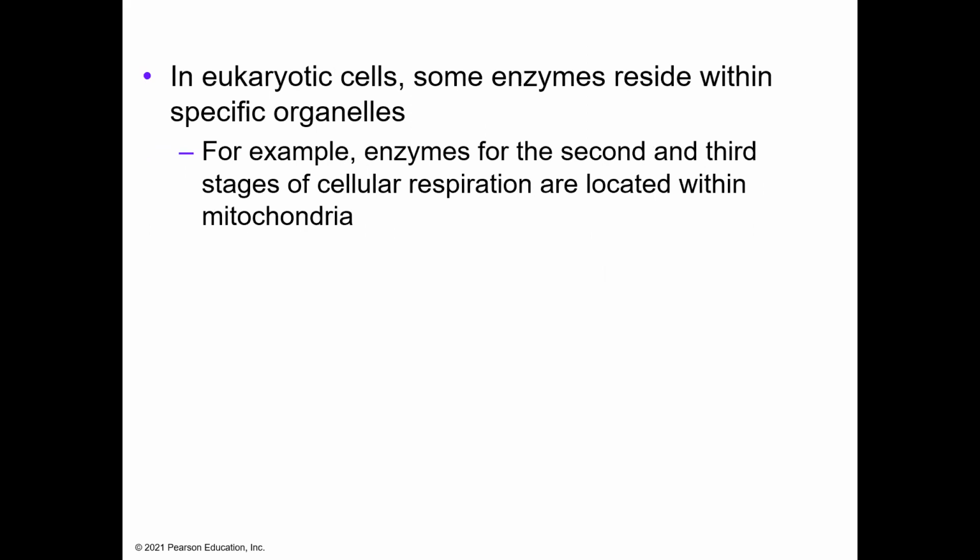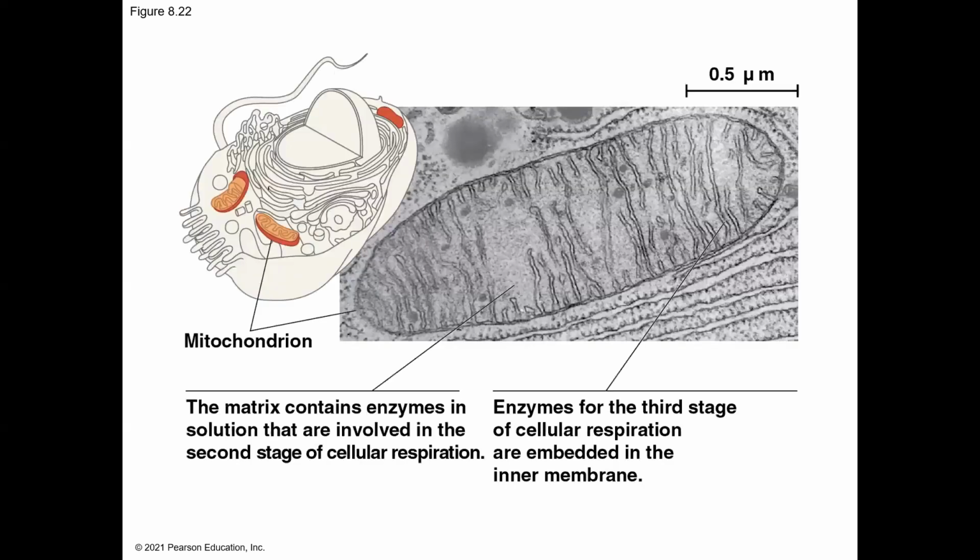In eukaryotic cells, some enzymes reside within specific organelles. For example, enzymes for the second and third stages of cellular respiration are located within the mitochondria, not in the cytosol. And this is just showing you a mitochondria and how the enzymes are located in different spots of the cell.